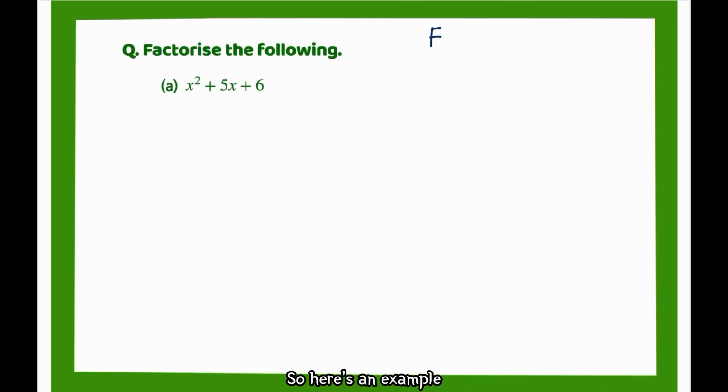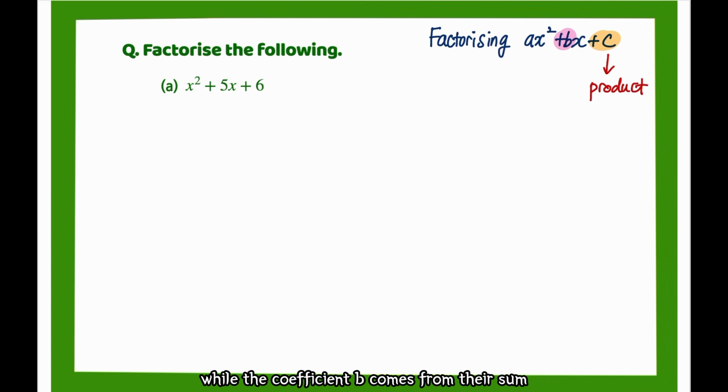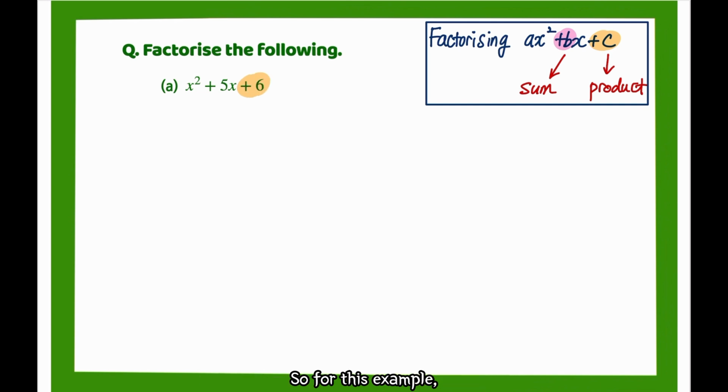So here's an example. When factorizing a quadratic of the form ax squared plus bx plus c, the constant term c comes from the product of two numbers, while the coefficient b comes from their sum. So for this example, we know that 6 is the product of two numbers and 5 is the sum of two numbers.